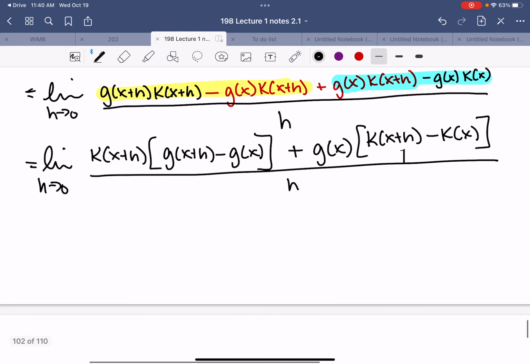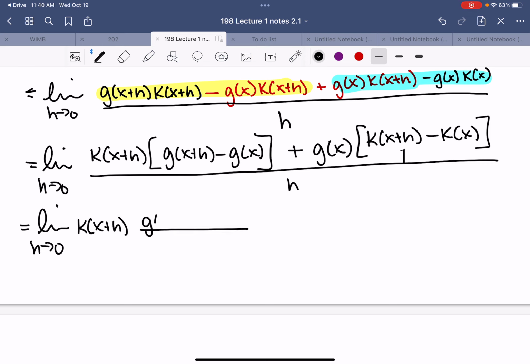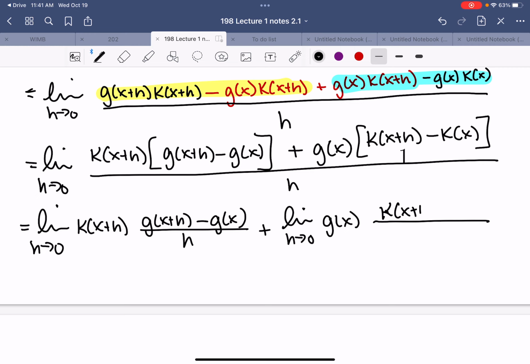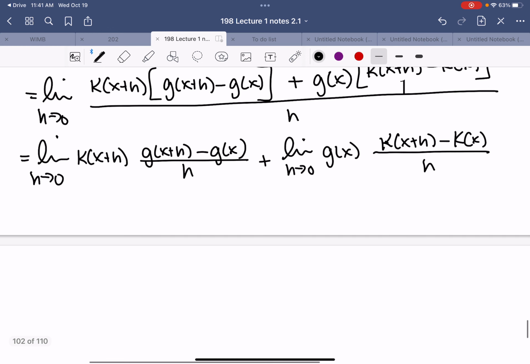Okay, and now I'm going to start splitting some stuff up. So I'm going to split up my fraction, and so each piece of the addition gets its own h and its own limit, right? And I'm allowed to do that because of limit laws. So we have a k of x plus h times a g of x plus h minus g of x, and that's where I'm going to put the h on the bottom, plus the limit as h goes to 0 of g of x times k of x plus h minus k of x all over h. Okay. And now we can start to look at what this is.